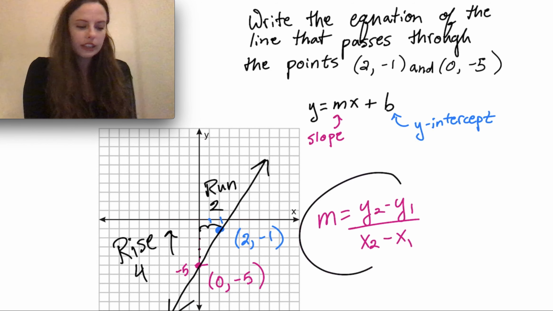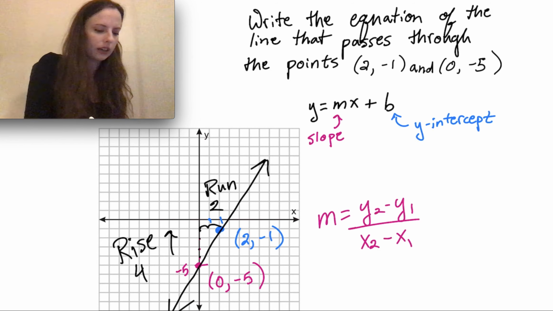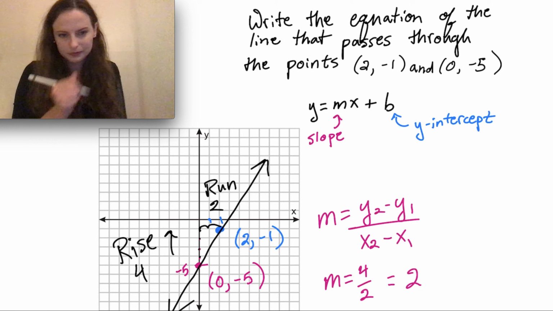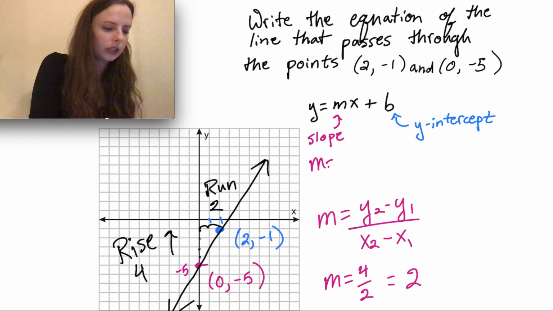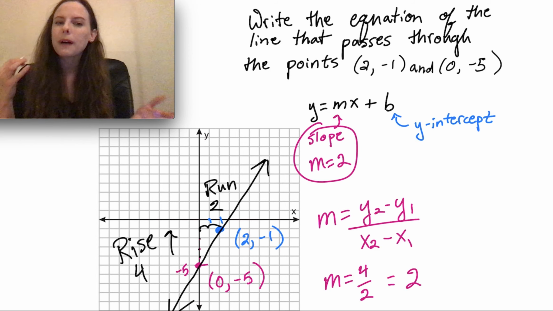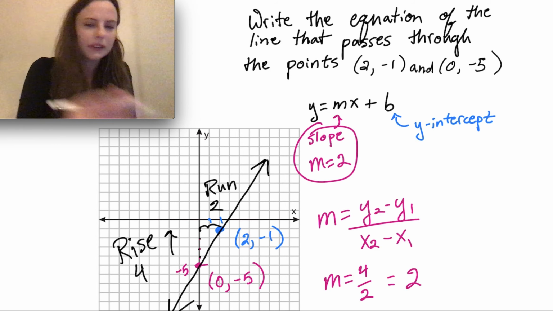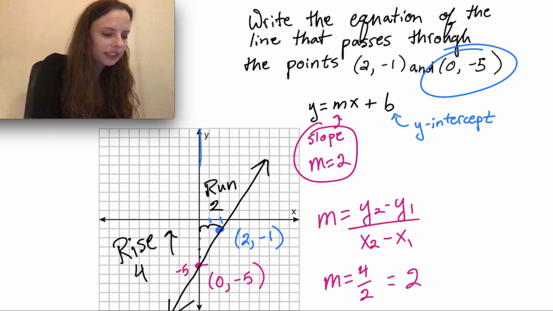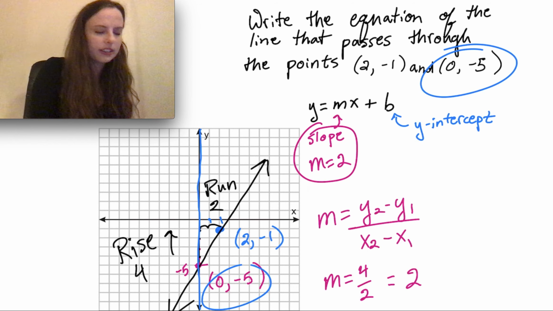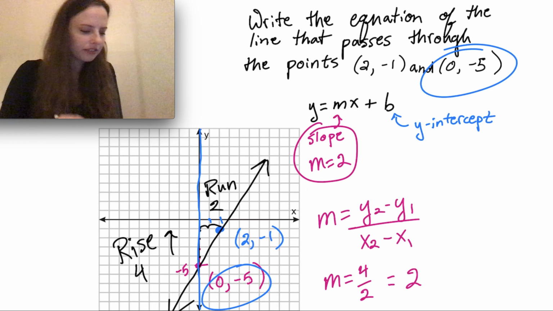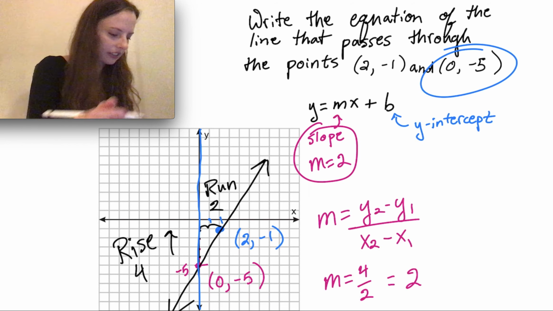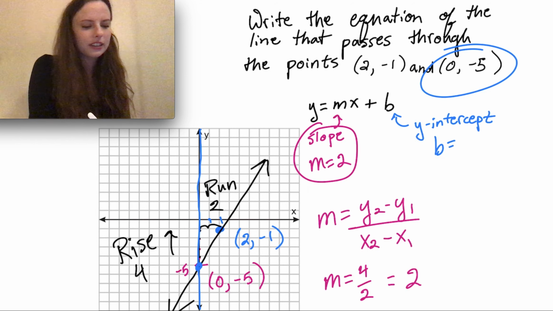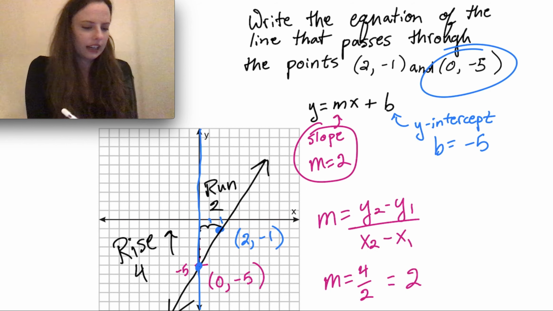So even if you did use the formula, what you would end up with would be a slope of 4 over 2, which equals 2. Okay, so now we know that our slope equals 2. We're halfway there. What about the y-intercept? Well, remember, that's just where your line crosses the y-axis. And in this case, that point was given to us in the form of this point 0, -5. So we can see that those lines cross at -5. So our y-intercept, b, equals -5.